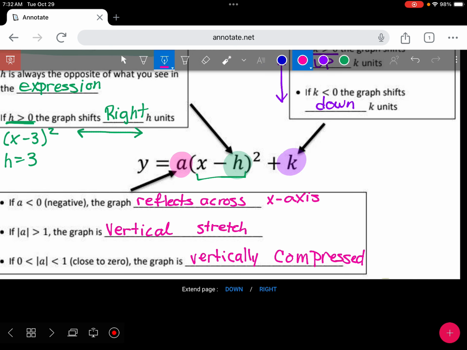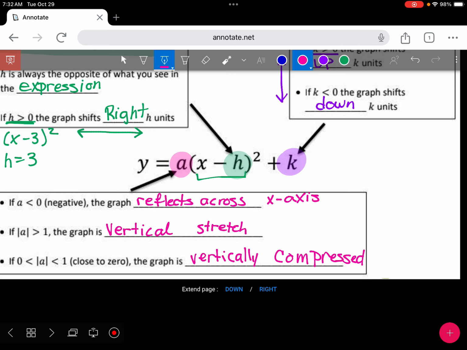Okay, so all of these pieces have the same exact jobs they had the last time we looked at them. Back in Unit 1, we used them. I use them in Unit 2 a little bit, but not tons. But we used them a lot in Unit 1 when we were doing absolute values.